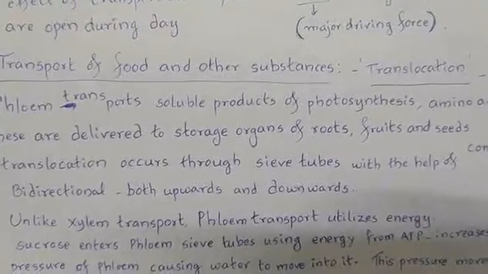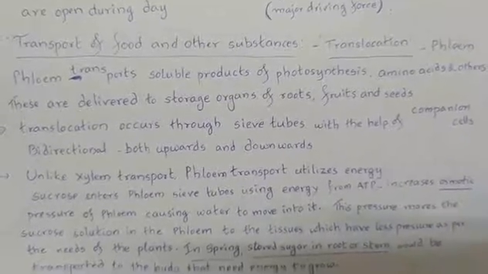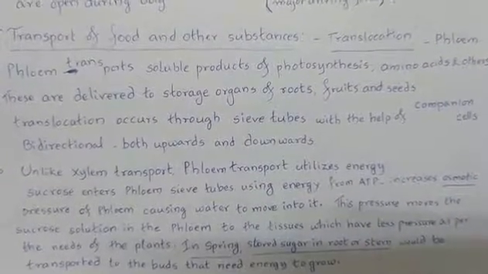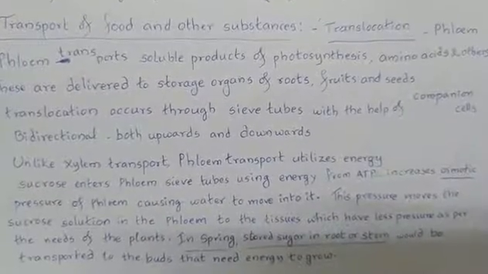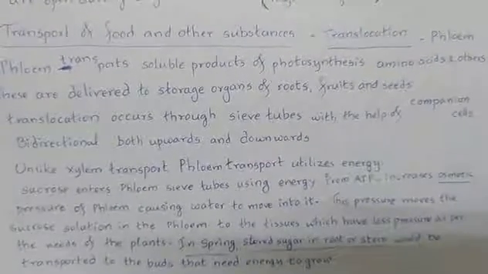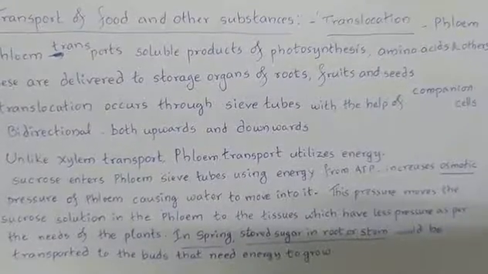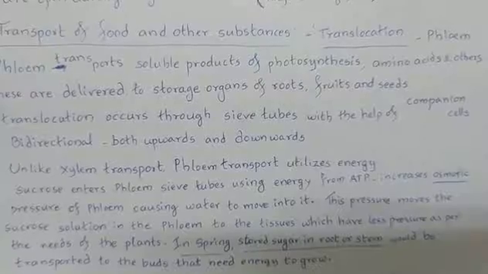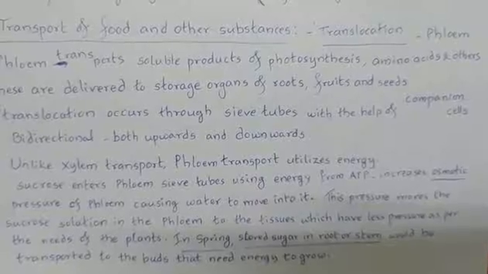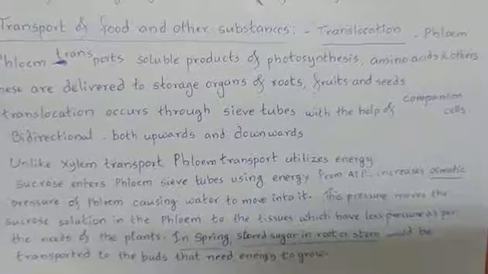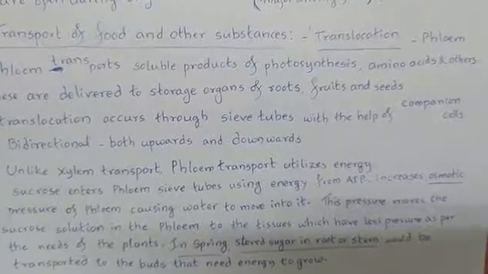Next, transport of food and other substances. The transport of food and other substances in the plant body is known as translocation, and this translocation occurs through phloem. Phloem transports soluble products of photosynthesis, amino acids and other substances. All these substances are delivered to storage organs of roots, fruits and seeds and to other growing parts of the plant body. The translocation occurs through sieve tubes with the help of companion cells.